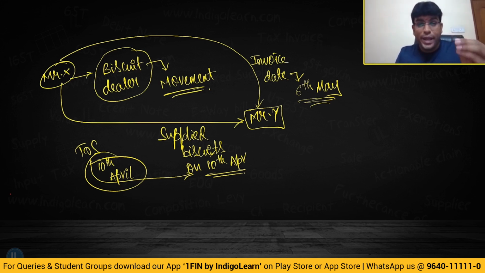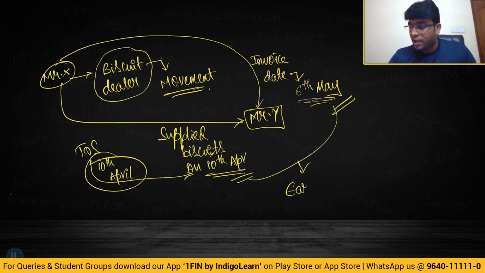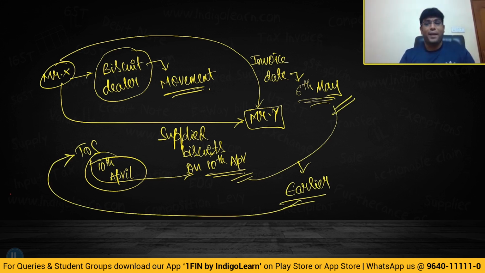When are the goods removed? 10th April, the goods are removed, and the actual invoice date is 6th of May. That means the actual invoice date is 6th of May, but the invoice is supposed to have been issued on 10th April. Supposed to be issued on 10th April, actual date 6th May. These two, whichever is earlier, that becomes my time of supply.